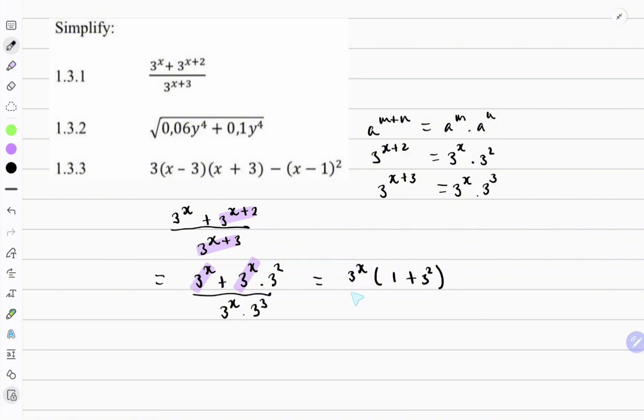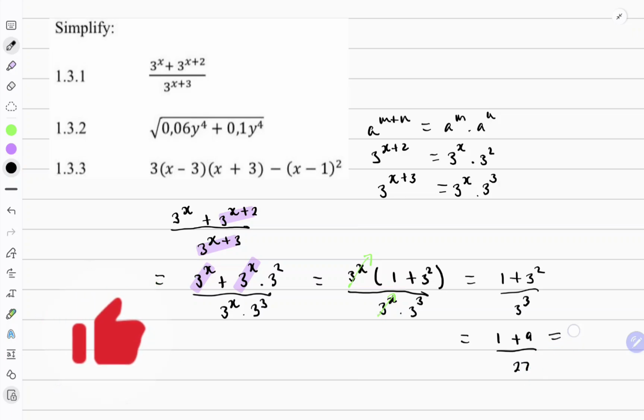And then in the denominator, you don't have anything that you can factor out. So it's 3 to the power of x times 3 to the power of 3. So this term and that term cancel out. So this reduces to 1 plus 3 squared over 3 to the power of 3. And this is equal to 1 plus 9, and 3 to the power of 3 is 27. So this is equal to 10 over 27.